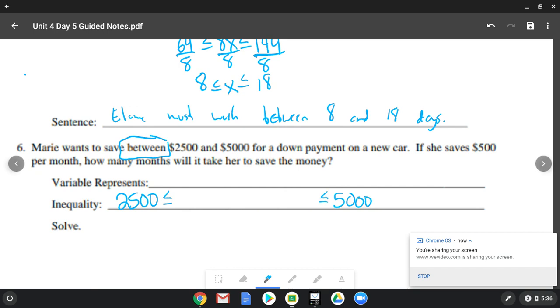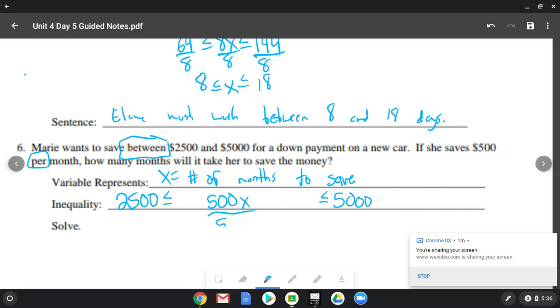So those are the two numbers we're going to put down with the less than or equal to signs in between them. It says if she saves $500 per month, there's that per word again. How many months will it take her to save the money? So what are we looking for? Well, we're looking for number of months, right? We'll say number of months to save, maybe. I think that's more specific based on what it's asking. So it says 500 per month, so that'd be 500x. It wouldn't be 500 plus x because we see the word per, that always means multiplication.